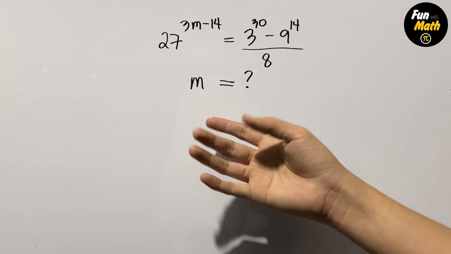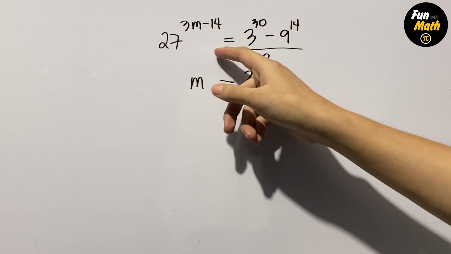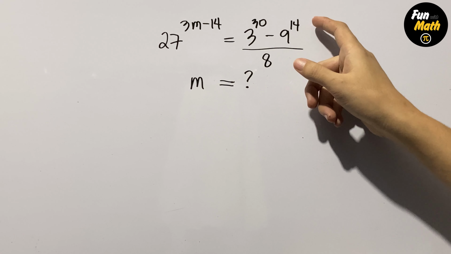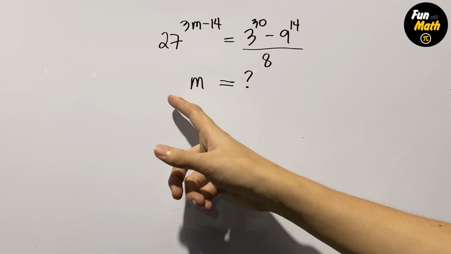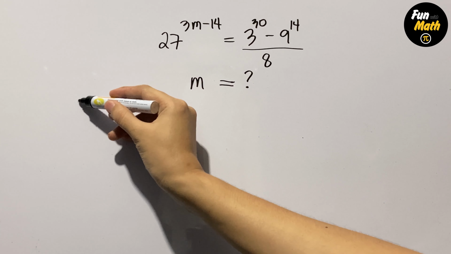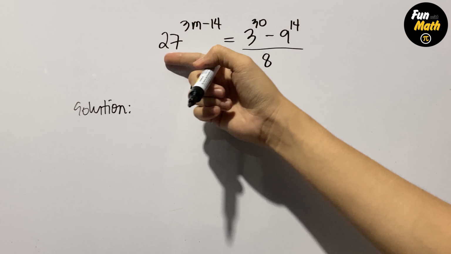So here's another problem. 27 to the power of 3m minus 14 is equal to 3 to the power of 30 minus 9 to the power of 14 over 8. We are going to find the value of m. So here's the solution. Let's write it down.